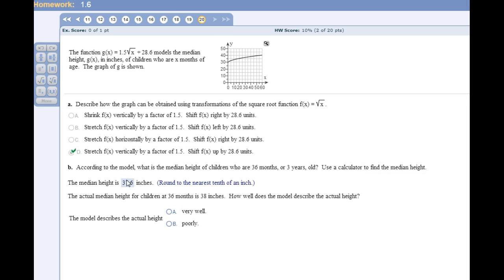The actual median height for children at 36 months is 38 inches. How well does the model describe the actual height? 38, 37.6, that's pretty good.